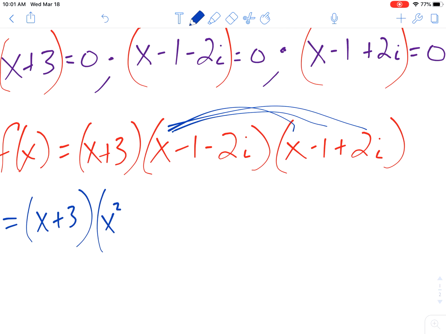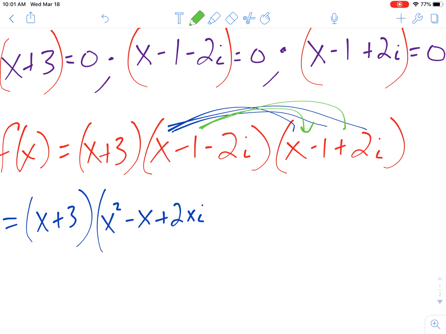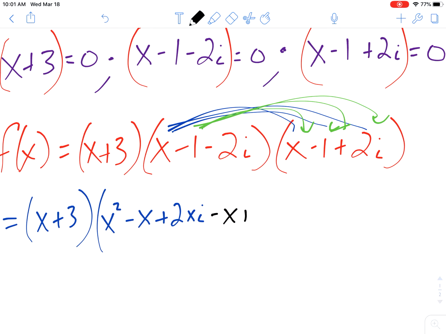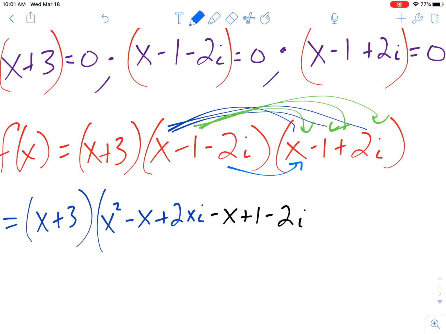All right, I'm just going to go left to right and be very careful on your signs. So x squared minus x plus 2xi, and then I'm going to do negative 1 times each of those. So I'm going to do negative 1 times each term. Okay, so it's going to give us negative x plus 1 minus 2i. That brings us to the two i's. This has to be multiplied by each of these. So that's going to give us negative 2xi plus 2i minus 4i squared.